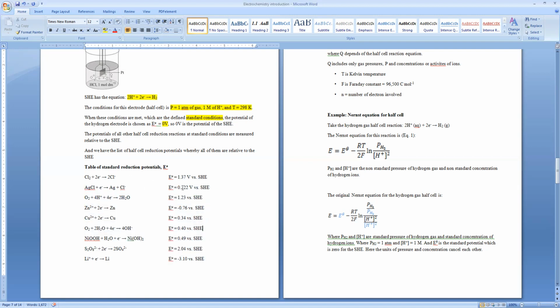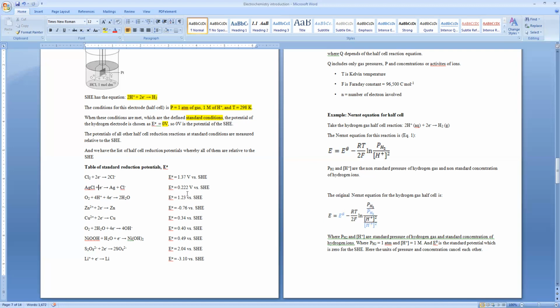Like for the second reaction, it is 0.222 versus the standard hydrogen electrode. For example, if this chloride ion has 1 molar concentration, when this reaction happens at 25 degrees Celsius or 298 Kelvin, of course here this reaction does not involve gases, but we assume that the atmospheric pressure is 1 atm. So the potential of this second reaction is 0.222 volt versus the standard hydrogen electrode. So that is how we get the potential of these half cells, or these half reactions.